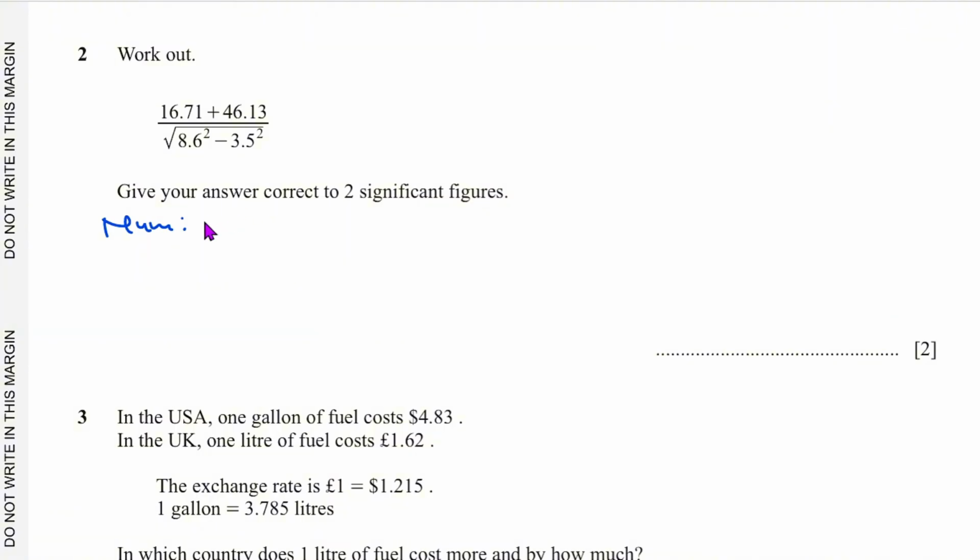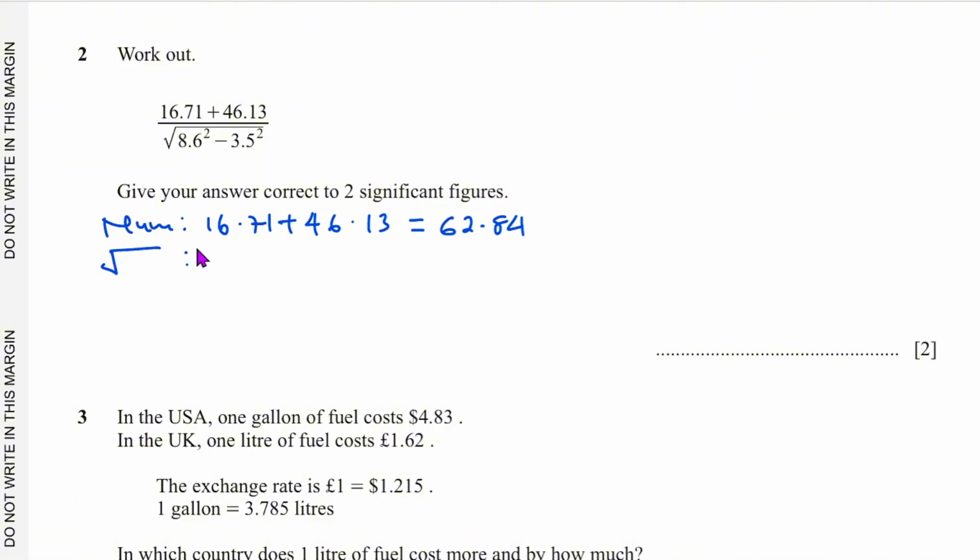In the numerator, we have 16.71, and we're going to add that to 46.13. This is a calculator paper, the extended version, so you can use a calculator to evaluate this. We're going to have 62.84 for the numerator.